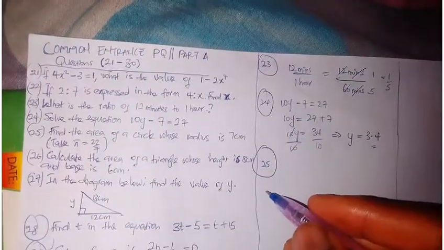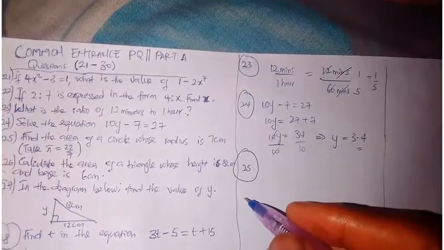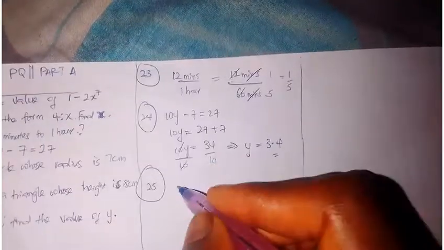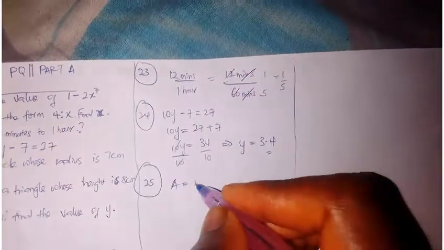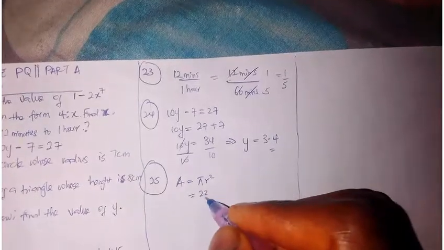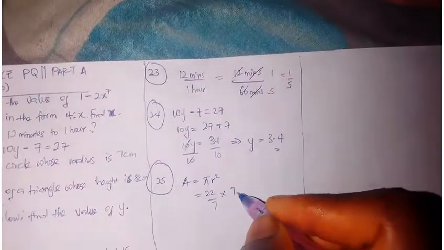Find the area of a circle whose radius is 7 centimeter. Take pi to be 22/7. Area of a circle is what we are considering here. Area of a circle is pi r squared. You know, pi is already 22/7. R was given to us as 7.